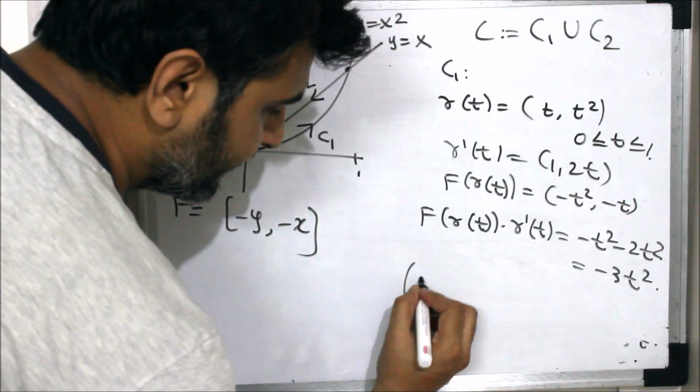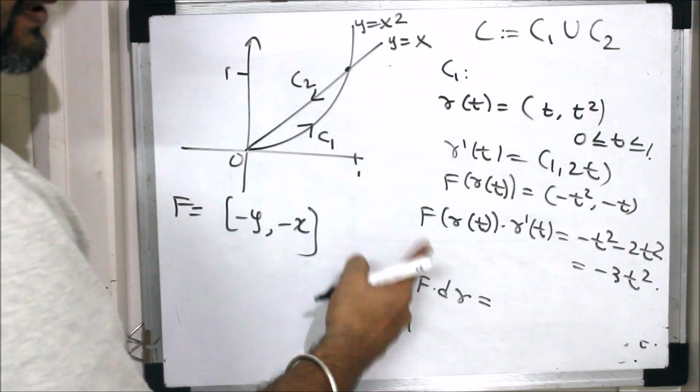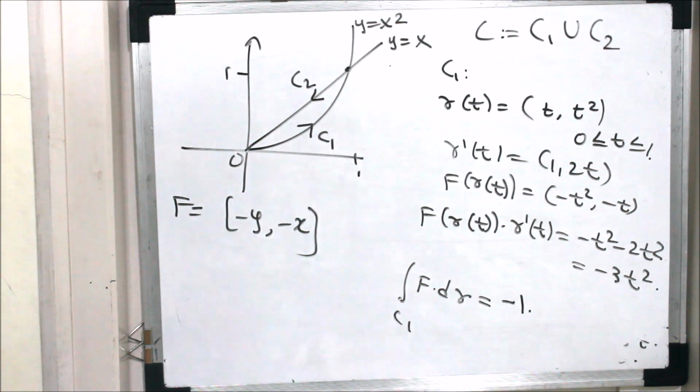And when I integrate f dot dr over the curve C1, it is nothing but the integration of this from 0 to 1, and this will come out to be minus 1, provided my calculations are correct. So this is what the answer is for the line integral along the curve C1.